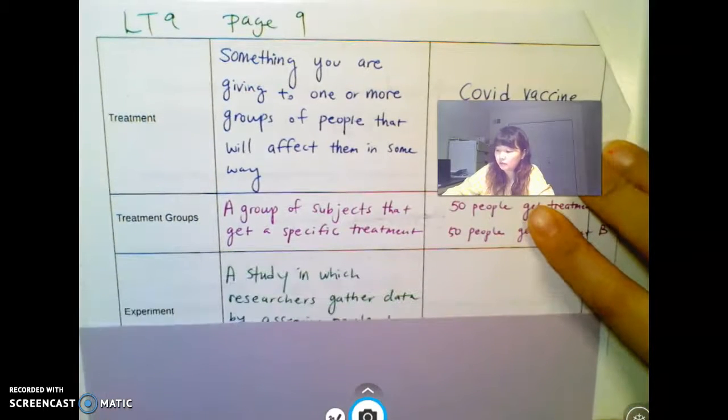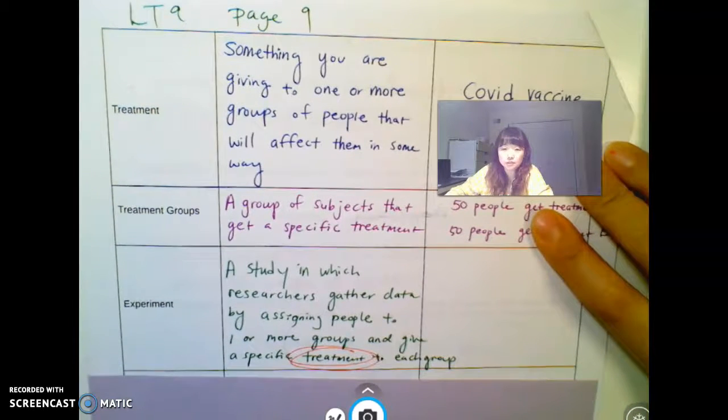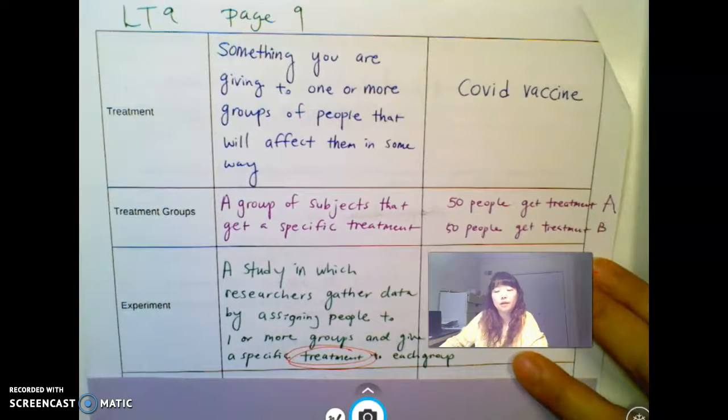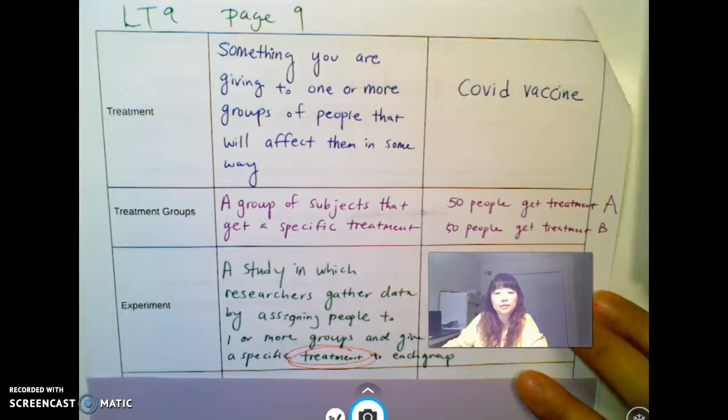Now, moving on to the experiment, which is why we had to talk about the treatment. An experiment is a study in which researchers gather data by assigning people to one or more groups and giving a specific treatment to each group. If we give treatments to each group and study what happens, that's an experiment. It's pretty easy. Treatment, experiment.